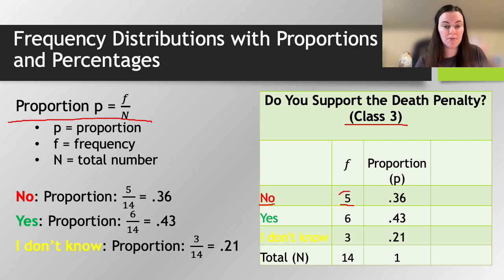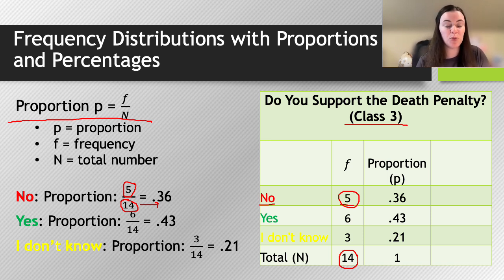So in this case, I'm getting my frequency value of 5, and plugging this into my proportion formula here and dividing that by the total. So in this case, I had 14 total students that responded to that survey, and you can double check yourself down here to ensure that you're having the correct value. If I do 5 divided by 14, I get 0.36. So that is my proportion of students that did not support the death penalty.